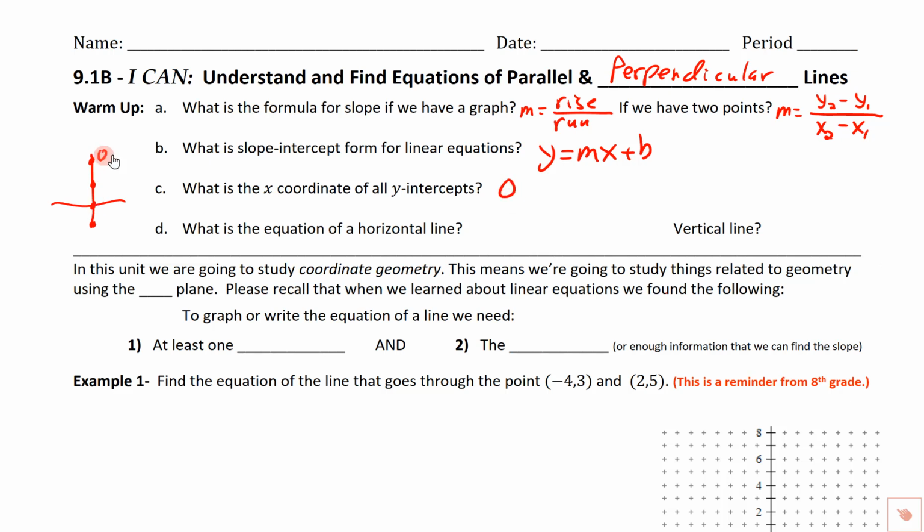This point right here is 0 comma something, a big positive value. This is 0 comma something, that happens to be at the origin, so 0, 0. And this would be 0 and then some negative number over here, okay?